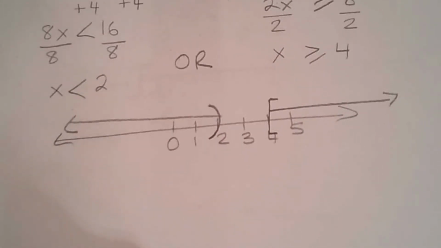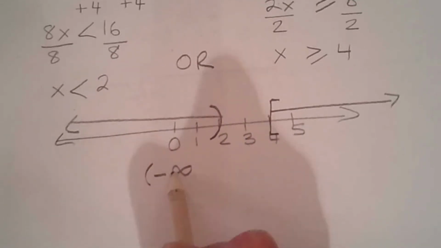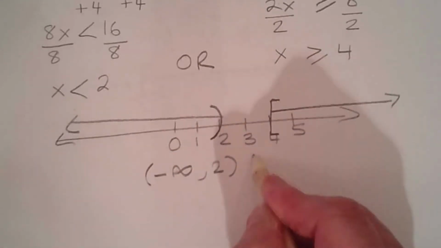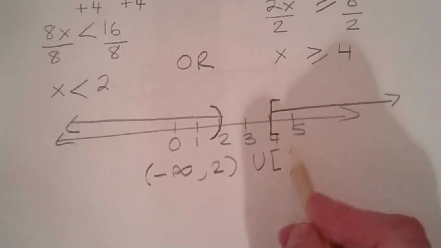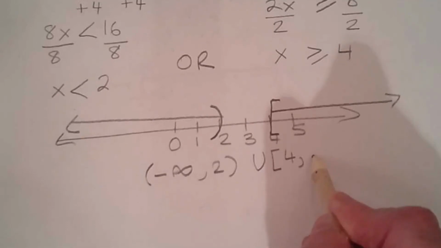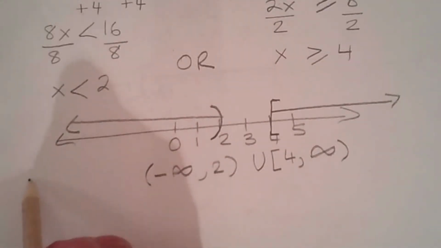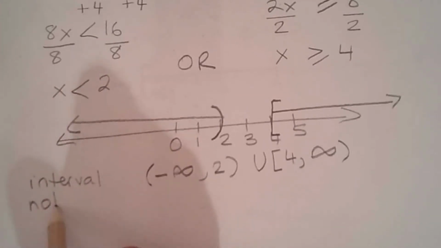So the solution is anything less than 2, so negative infinity to 2, open parentheses, union, bracket from 4, and anything greater than 4, so 4 to infinity. This is the solution in interval notation.